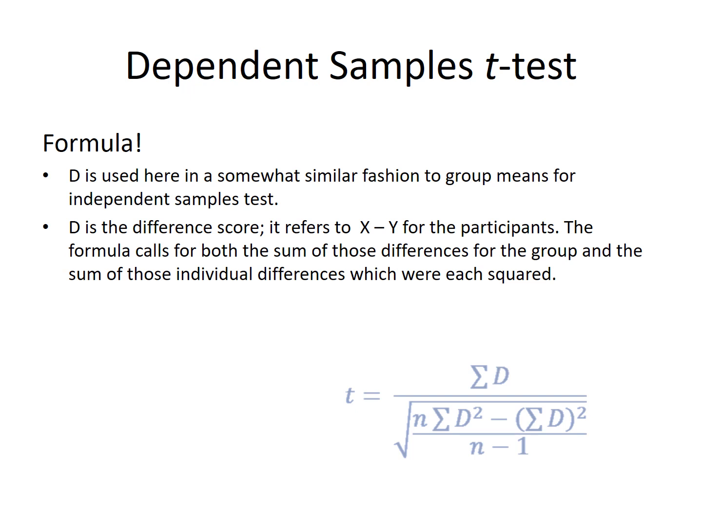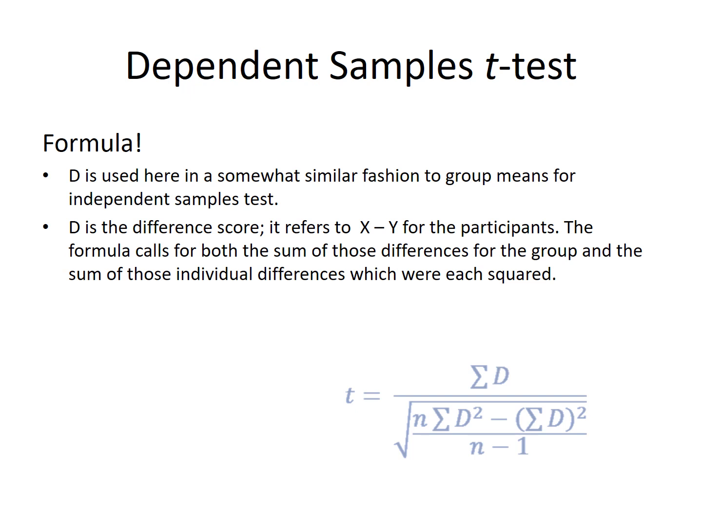D is used here in a somewhat similar fashion to group means for independent samples t-test, which I'll discuss in a bit. D is the difference score, D for difference. It refers to X minus Y for the participants. That would be the post minus pre for the participants. So post-test scores minus pre-test scores.